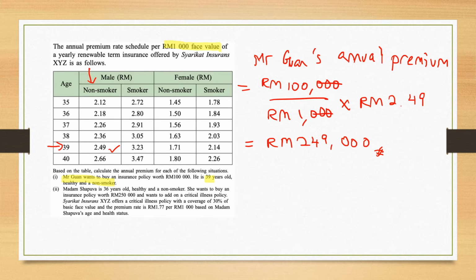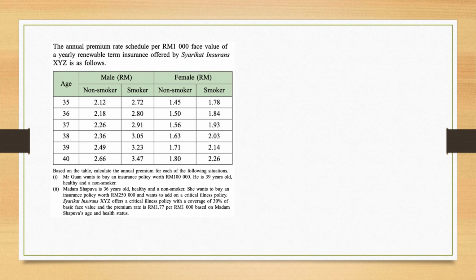Now let's move on to number 2. Alright, so as I mentioned, Manager Shapua is 36 years old, healthy and non-smoker. She buys an insurance policy worth 250,000 ringgit and wants to add on a critical illness policy. So we'll do an extra step right here. We'll cover 30% of basic face value and the premium rate is 1.77 per 1,000 ringgit.